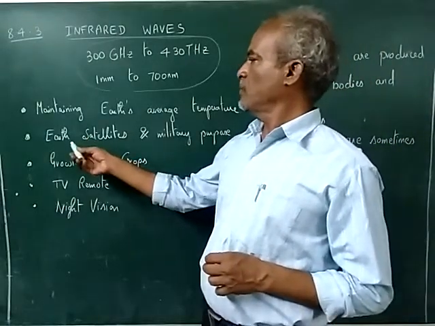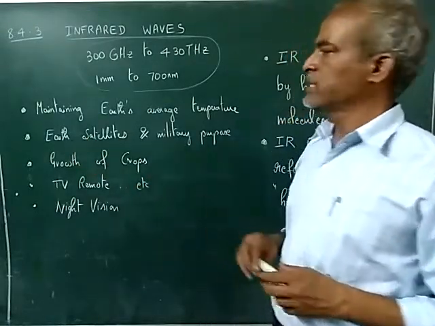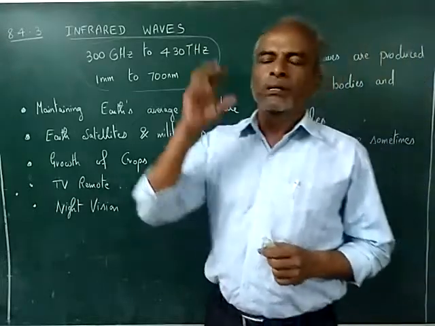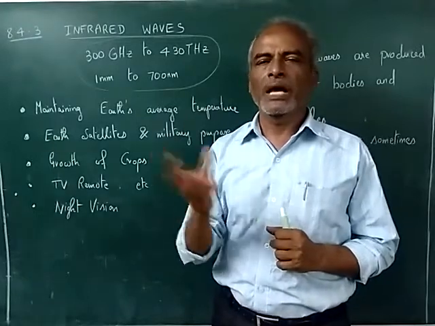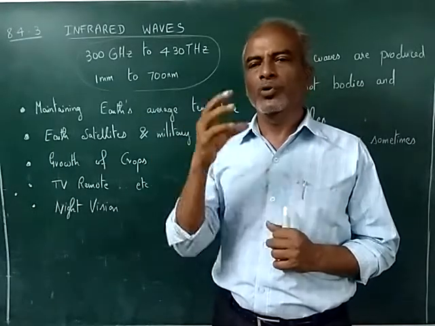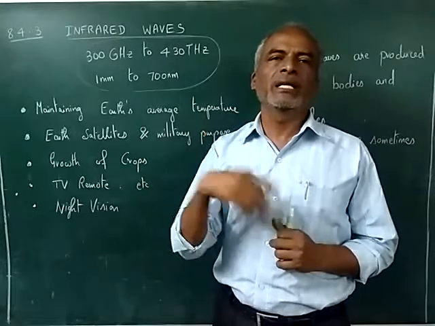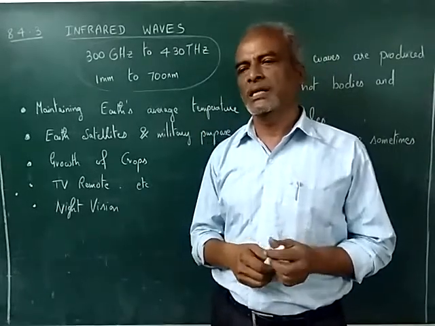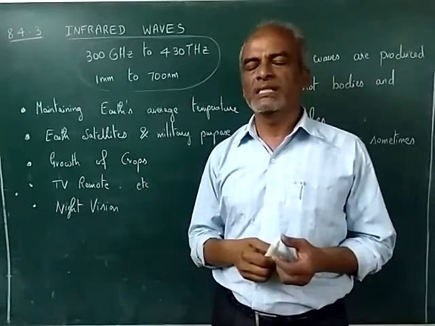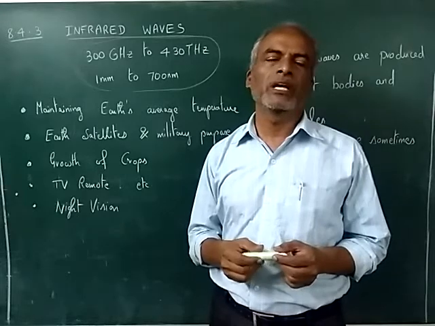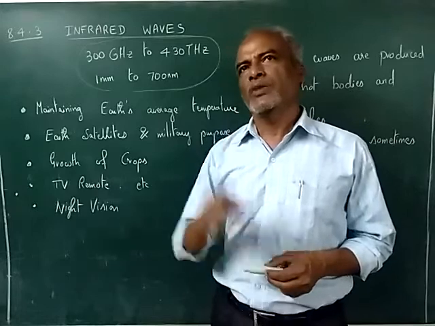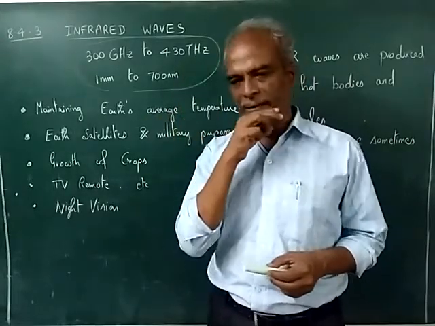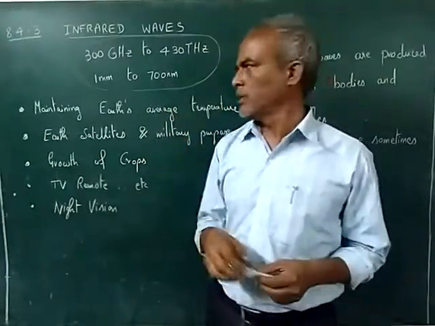Next, infrared waves are used in Earth satellites and for military purposes. Earth satellites absorb the radiation from the sun. You have photodiodes, and photodiodes convert the light energy into electrical energy. The electronic parts in the satellite make use of this energy. So there is a conversion of energy from the infrared spectrum to electrical energy, basically light waves into electrical waves.